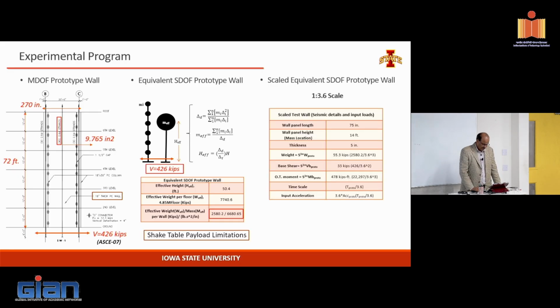What do MDOF and SDOF stand for? The MDOF is a multi-degree of freedom system, which is the actual building. And then we created a single degree of freedom system. And then the scale worked out to be 1 to 3.6. This is dictated by the payload capacity and how we can manipulate the seismic motion, because if it's a scale test, the hydraulic system had to cope with the modifications that we provide for the actual structure.